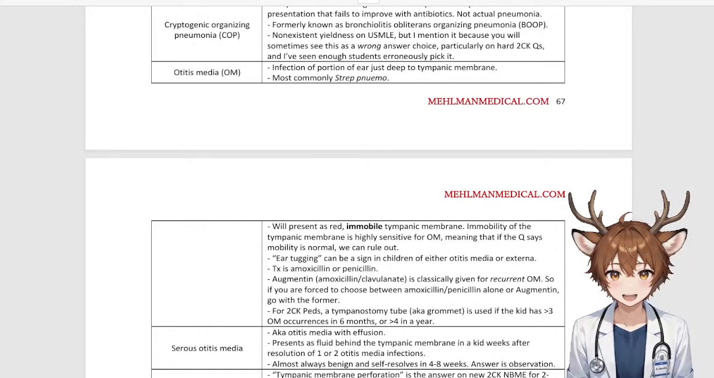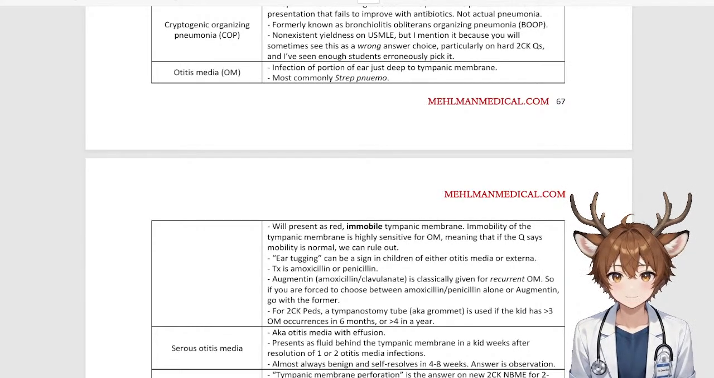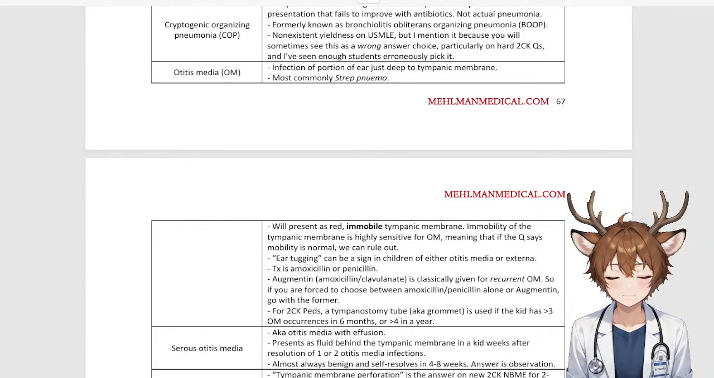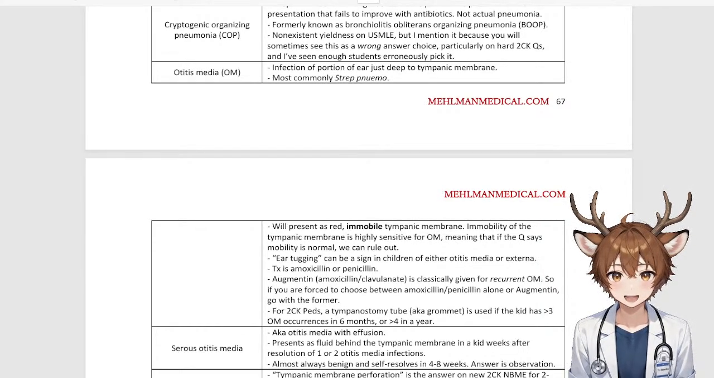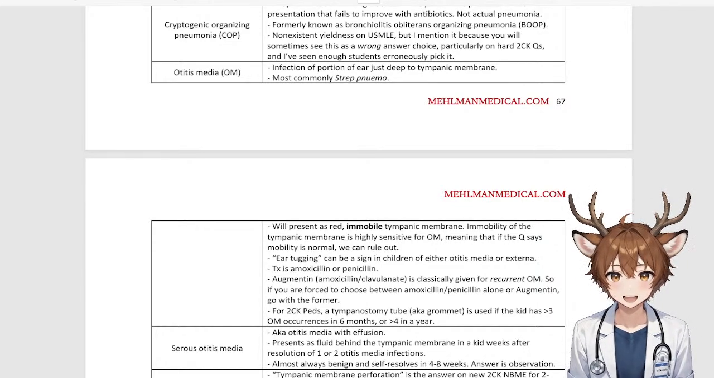Ear tugging can be a sign in children of either otitis media or externa. Treatment would be amoxicillin or penicillin. Augmentin, amoxicillin-clavulanate, is classically given for recurrent otitis media, so if you are forced to choose between amoxicillin or penicillin alone or Augmentin, go with the former.